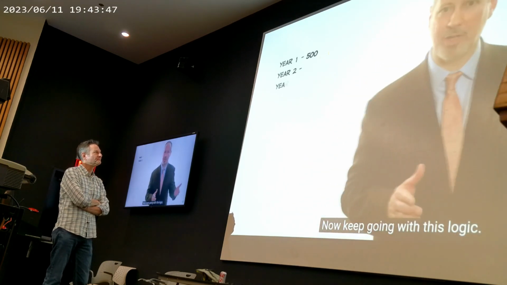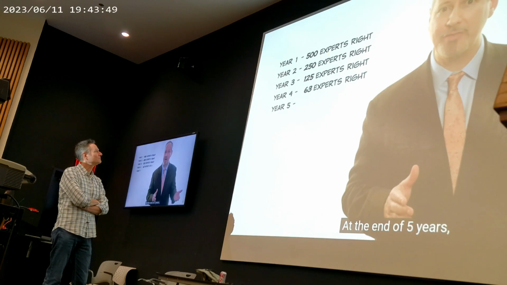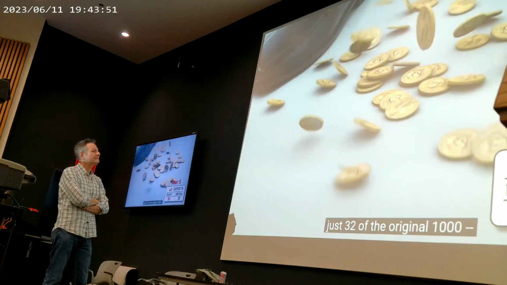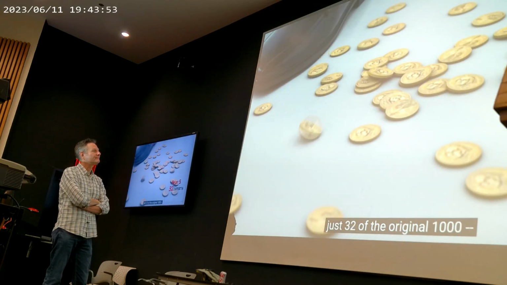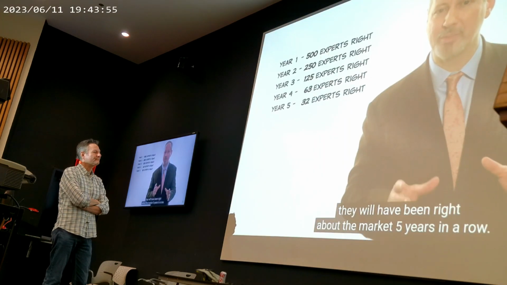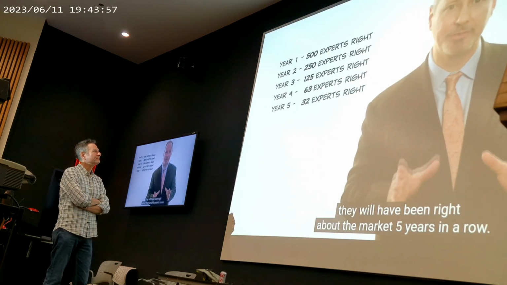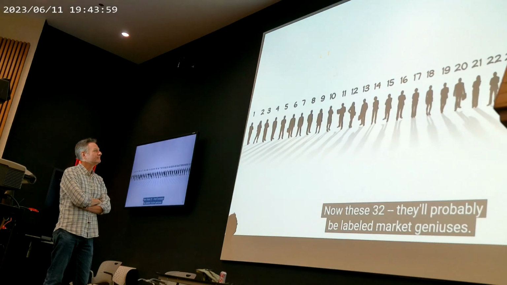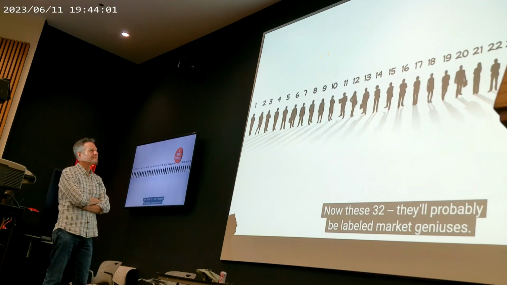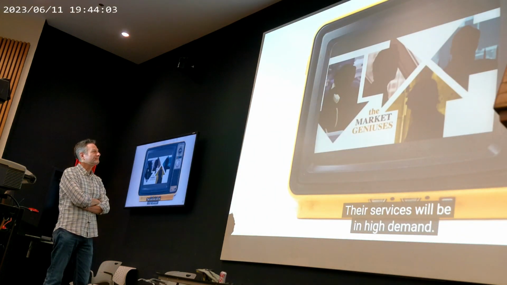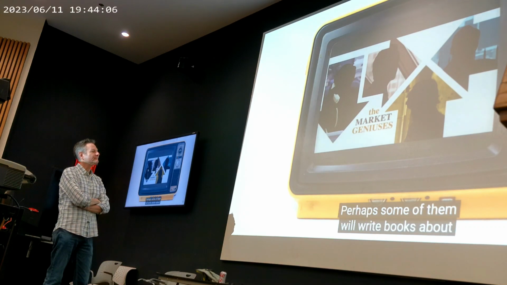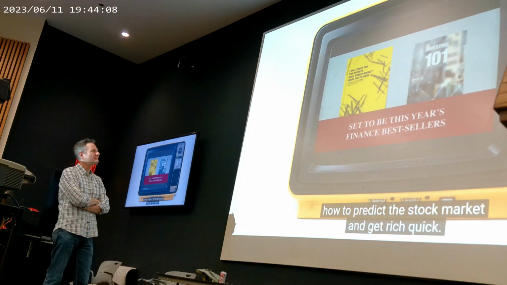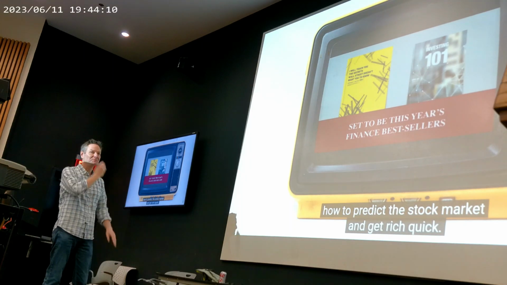Now keep going with this logic. At the end of 5 years, just 32 of the original 1,000 will have been right about the market 5 years in a row. Now these 32 will probably be labeled market geniuses. They'll show up on television. Their services will be in high demand. Perhaps some of them will write books about how to predict the stock market and get rich quick.